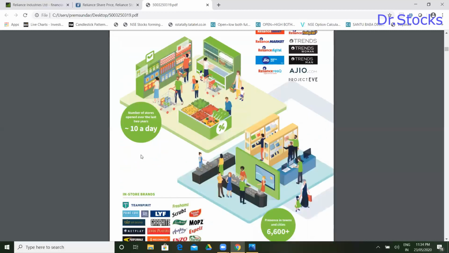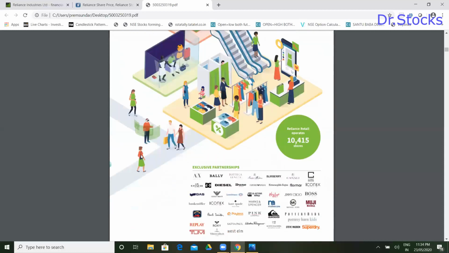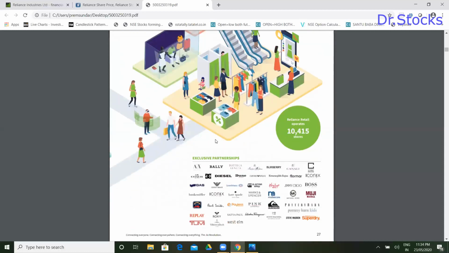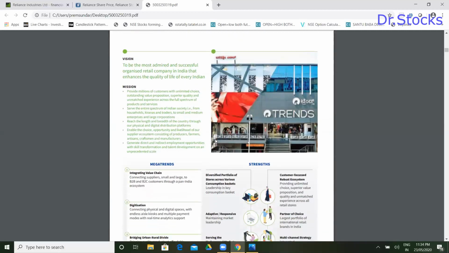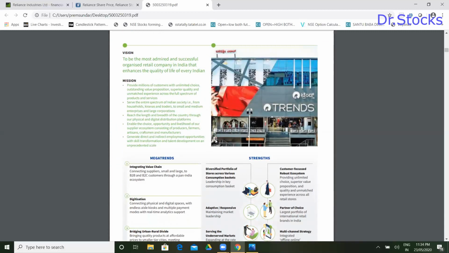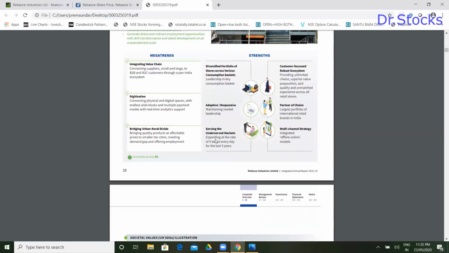So moving on with the next important thing, a continuation of the retail wing. We have a retail space of around 10,415 shops as of now. Trends is nothing but ready-made things, the collection of all the things, and it will attract teenagers at this moment. It is going to be one of the good businesses for them under the Reliance retail chain.